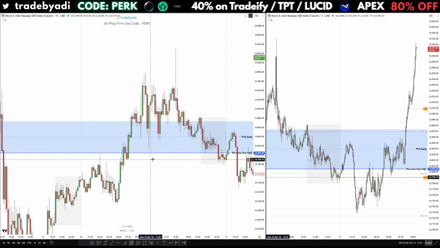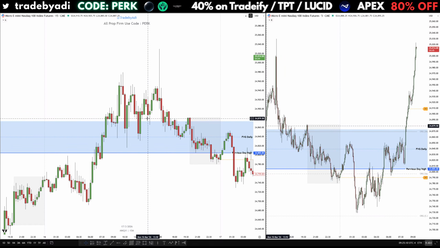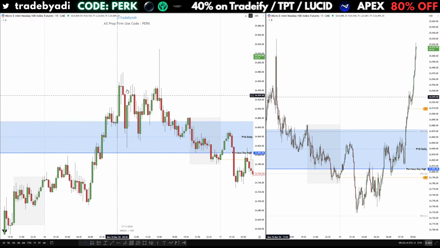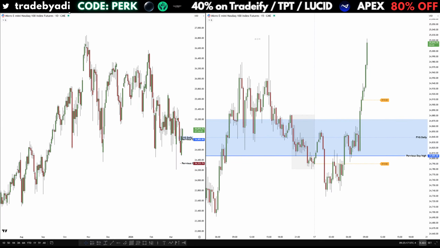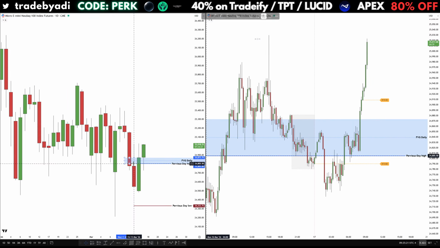Because yesterday was the worst market you can ever have. It was in a consolidation, and if anyone was trading inside this range, he is probably blowing that account. And also, let's mark the previous day's highs and lows as a draw on liquidity.